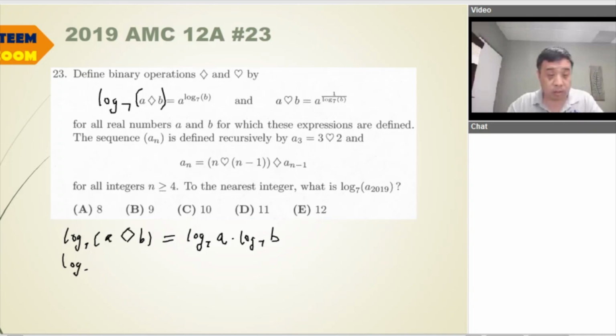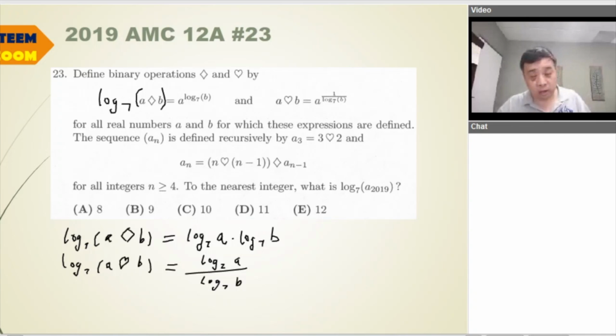How about the hard? Log base 7 of A hard B is equal to, this time I take the log base 7 of that, so it's actually the ratio, log base 7 of A divided by log base 7 of B. Okay, so if we put the log base 7 there, the diamond is like a multiplication and the hard is like a division.